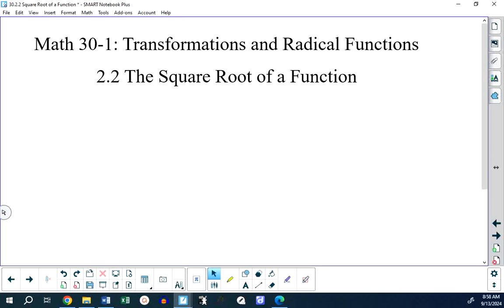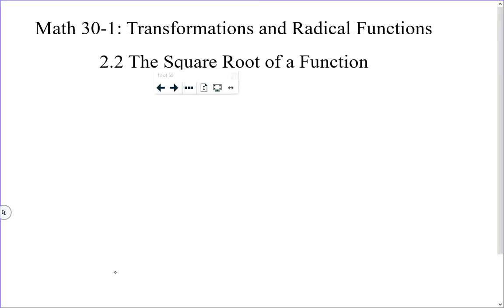This lesson is 2.2 in the textbook, and it's called the square root of a function. We're not talking about y equals root x. That's not what I'm talking about here. Y equals root x is the square root of x. I'm talking about the square root of a function.